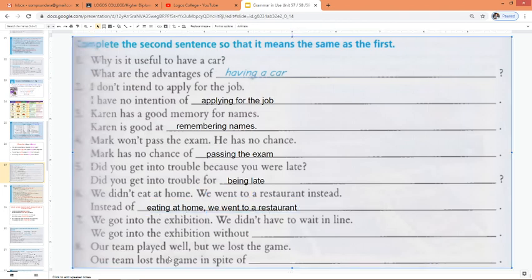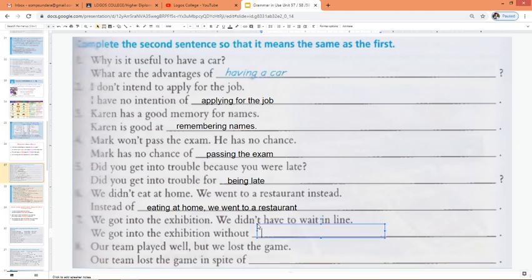All right. Number 7, we got into the exhibition. We didn't have to wait in line. We got into the exhibition without. All right, without is your preposition. This is pretty simple. Wait is your verb. Waiting is your gerund.